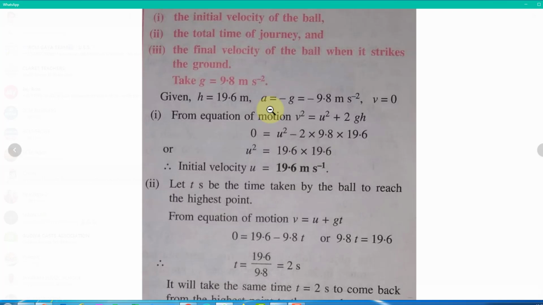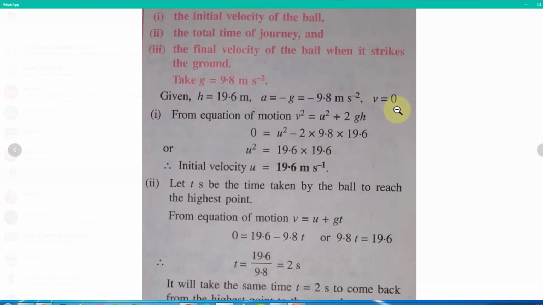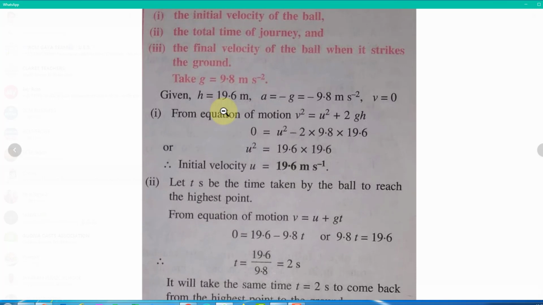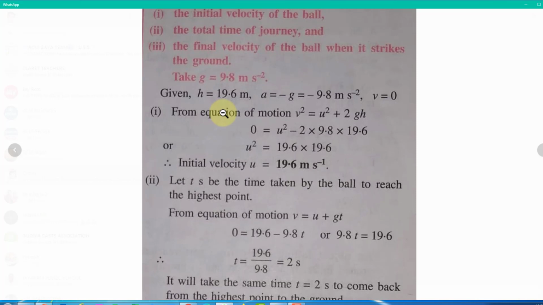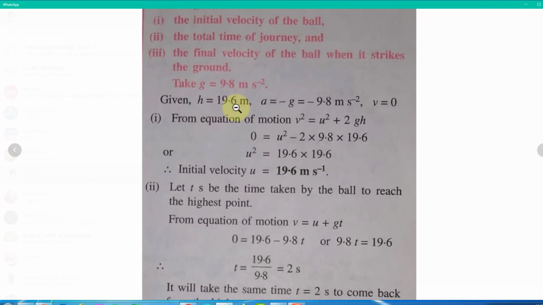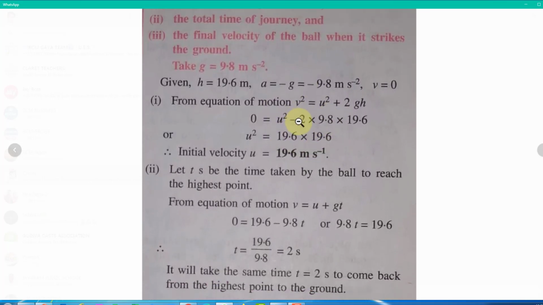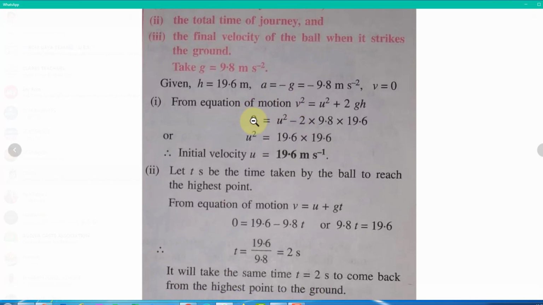Now v, the final. Final v is here 0. Why is v here 0? When you throw a body, its velocity goes on decreasing. When the body is going up, its velocity goes on decreasing. At the highest point, its velocity will be 0. That's why here v is 0. So final velocity is 0.